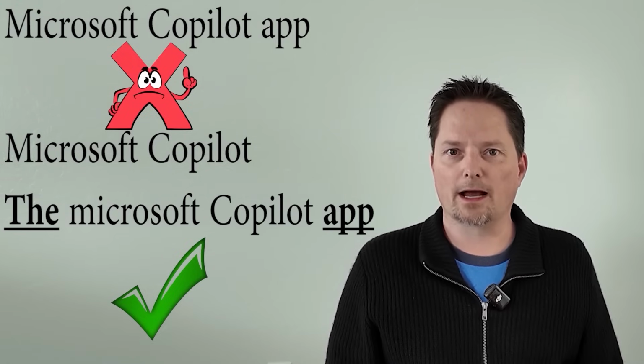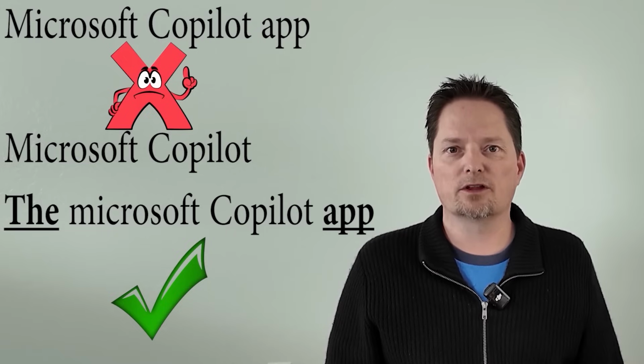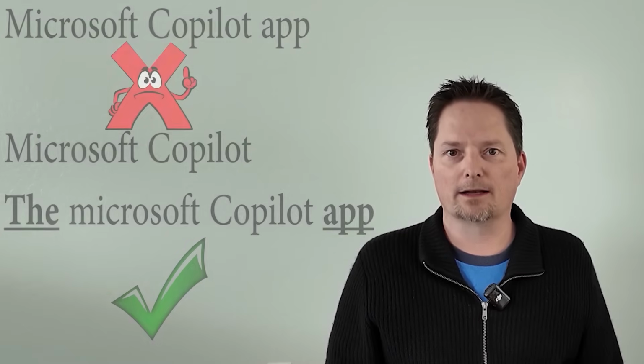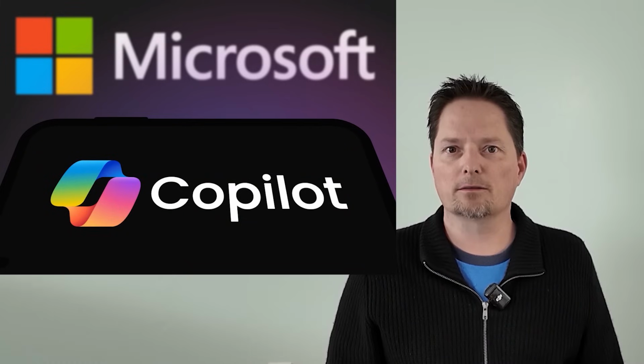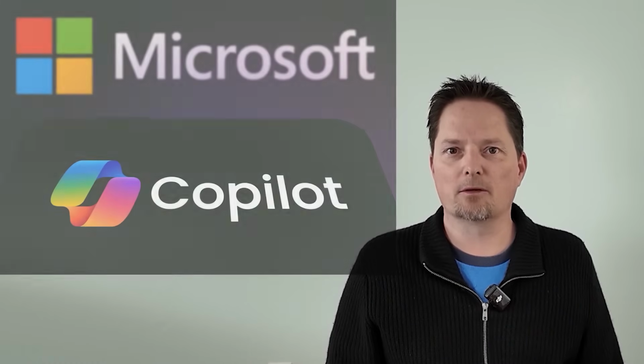But what if I want to use the word app? Okay, you can. Then we use the Microsoft Copilot app. This is correct also. So either take away app and say Microsoft Copilot, or if you say app, say the Microsoft Copilot app. Example, I don't know anything about Microsoft Copilot. I don't know anything about the Microsoft Copilot app. What about you? Let me know in the comments. What do you know about the Microsoft Copilot app? Or what do you know about Microsoft Copilot? Let me know in the comments.